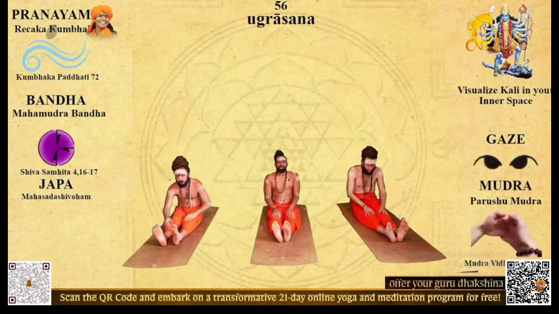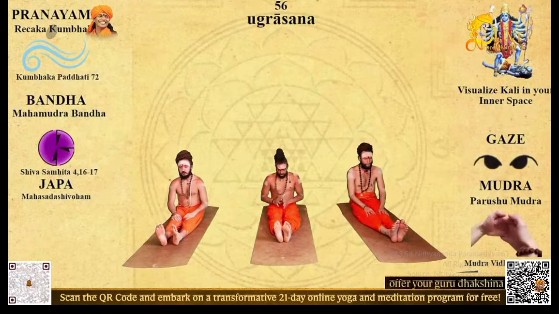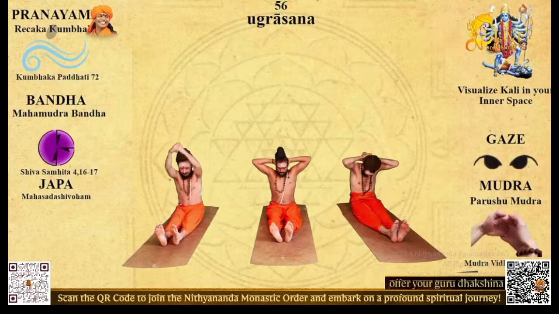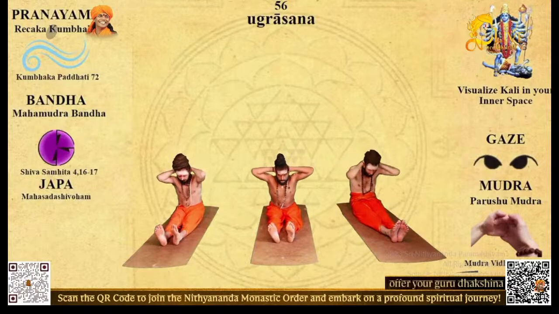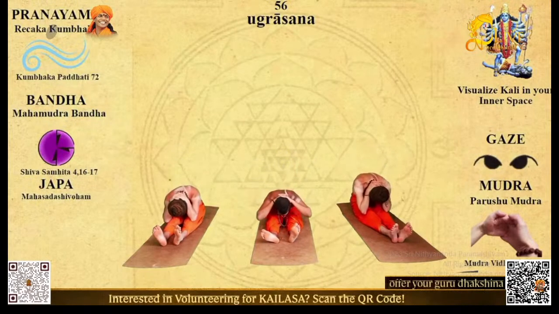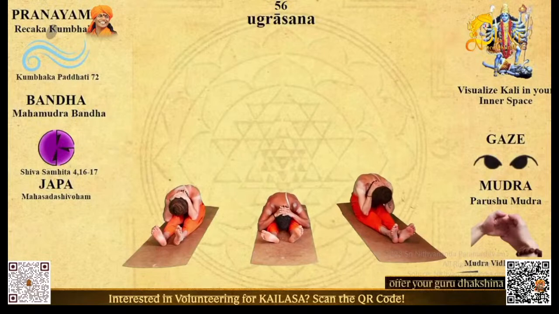Inhale. Next asana is Ugrasana. As you interlace the fingers at the back, knees a little apart. Now, as you lean forward, bring the head to the knees. Visualize Goddess Kali in your space. Engage all the three bandhas.